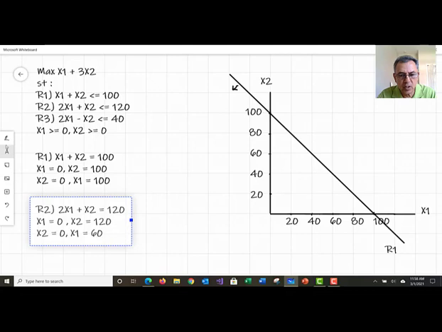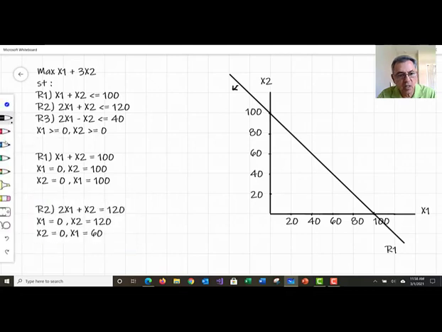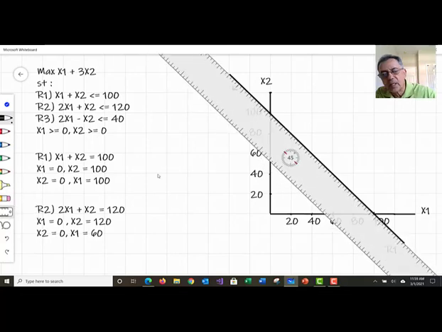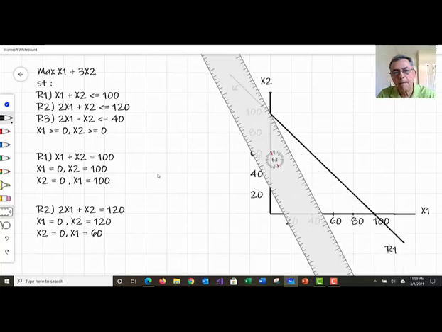So first one is x1 equal to 0, which is here, x2 equal to 120, which is right here, and the second one is x2 equal to 0, which is here, and x1 equal to 60, which is right here. Okay, so I'll take my ruler and move it over here like that and connect these 2 points.